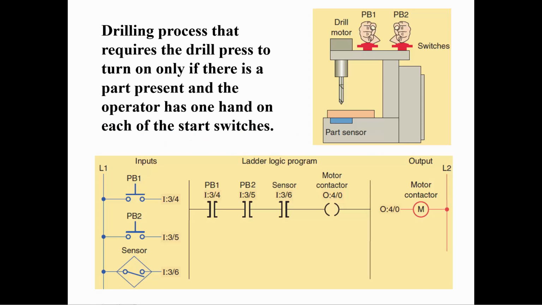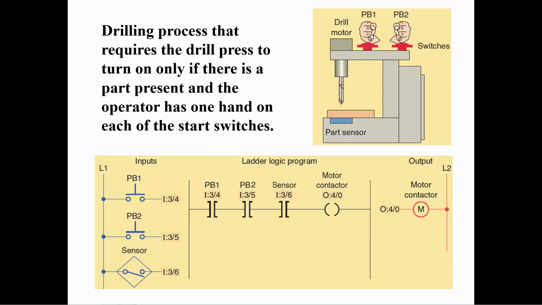To write a ladder logic program from a narrative description, you first determine what outputs you need. In this case, there is only one output, the motor contactor. The next step is to determine when you want the output on. From the narrative description, in this case, you want the motor contactor to be on when PB1 is closed, and PB2 is closed, and the sensor is closed.